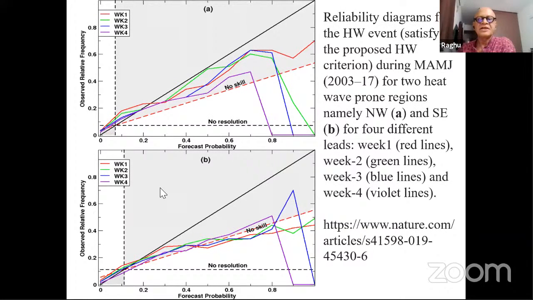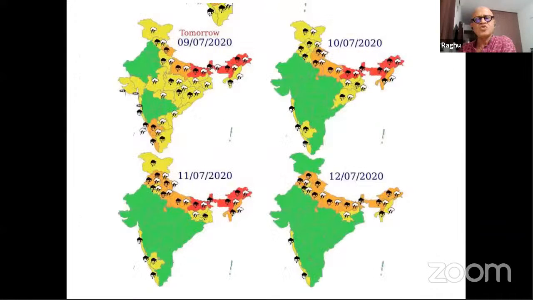Okay, so this is another example of the same. We are making really good progress, and this is another example of the IMD forecast from last monsoon season. You can see that this is forecast for tomorrow, 2 days later, 3 days, and 4 days later. All these flood forecasts were very accurate, and decisions are taken.